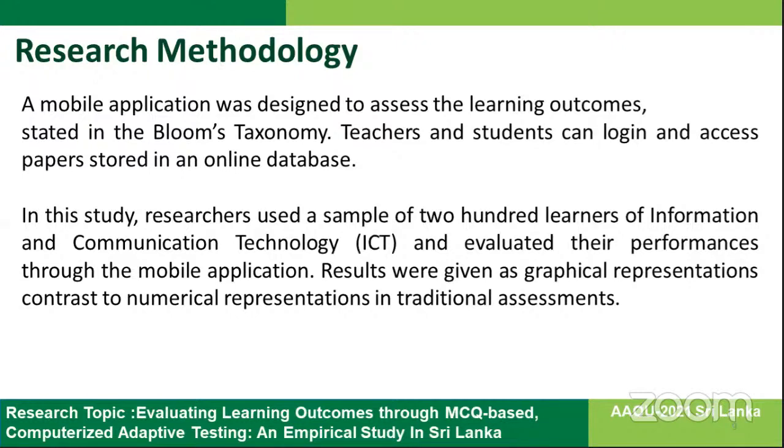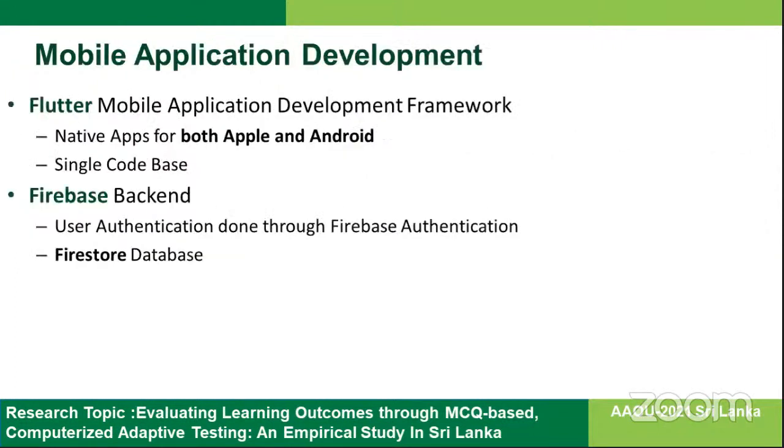Research methodology. A mobile application was designed to assess the learning outcomes. Students are stated in Bloom's taxonomy. Those are actually learning outcomes. Teachers and students can log in and access papers stored in an online database. In this study, researchers used a sample of 200 learners as a preliminary study of an information and communication technology paper and evaluated their performances with the mobile application. Results were given as a graphical representation rather than numerical, in contrast to numerical representation in traditional assessments.